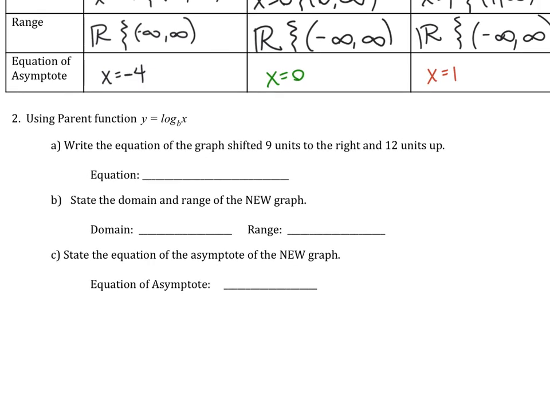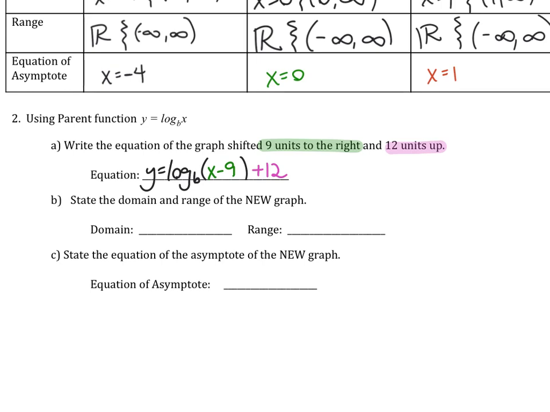Using the parent function, y equals log base b of x, write an equation if the graph is shifted 9 units to the right, 12 units up. So I know I'm going to have y equals log base b. We'll do parentheses. 9 units to the right. Well, that seems like I would be adding 9, but I'm really subtracting it, so it's going to be x minus 9. And then 12 units up is going to be plus 12.